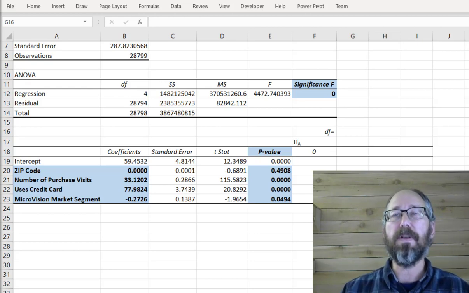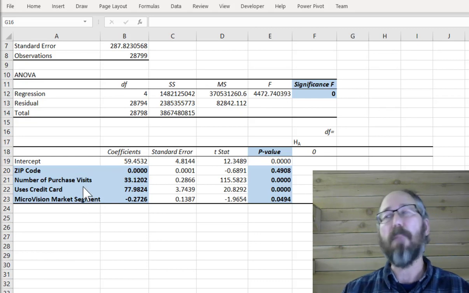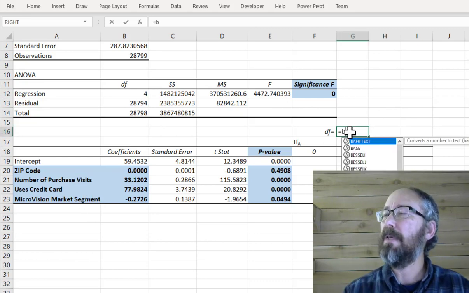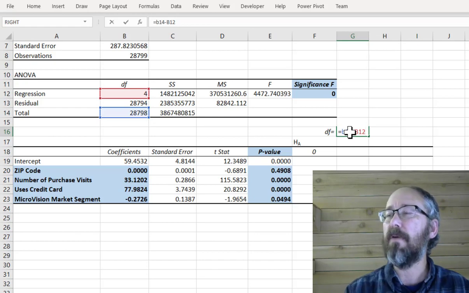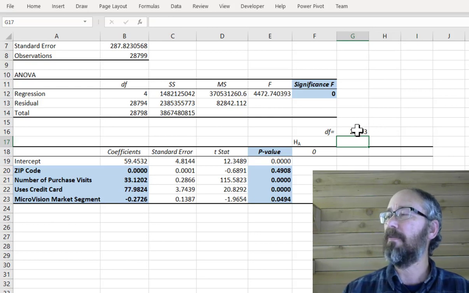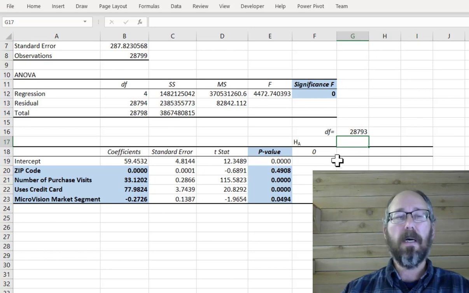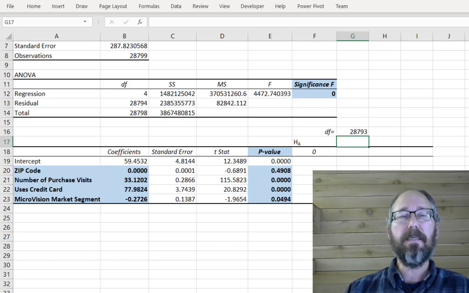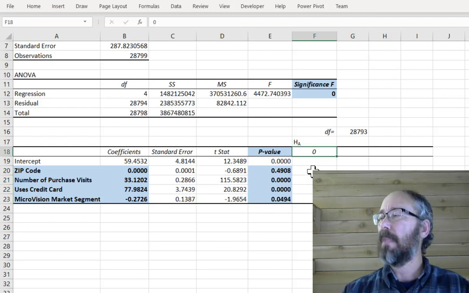Now k is the number of these predictor variables that I have. So we have 4 here, minus 1. We're going to use B14, which is our count, minus B12, which is the number of predictor variables we have, minus 1. And so we have our degrees of freedom there, and we'll use that in our formulas. So first, let's calculate that t-stat, this value right here, using a two-tailed test.